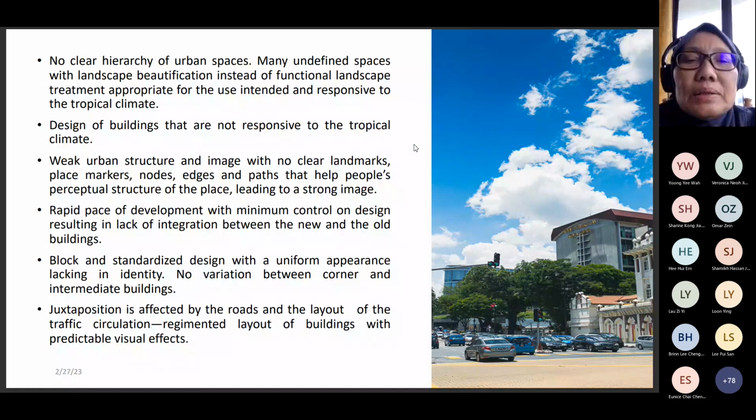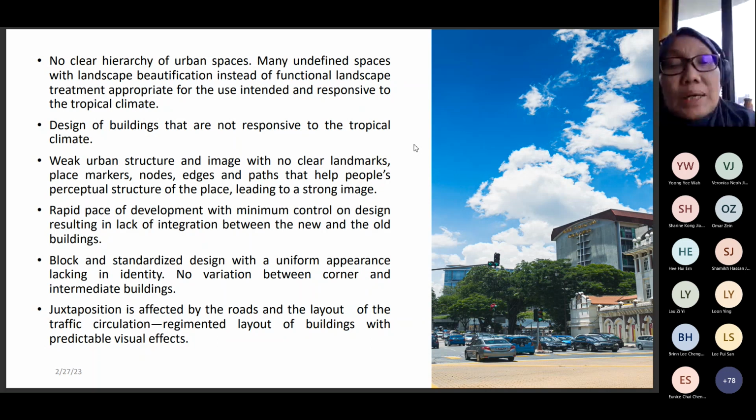And design of buildings that is not responsive to the tropical climate because of over-reliance on mechanical ventilation. We have a very weak urban structure with no clear landmarks, place markers, nodes, edges, and paths that help people structure the place, leading to a strong image. The rapid pace of development results in very minimum control on design, where there's a lack of integration between the new and the old buildings. So the blocky and standardized design with uniform appearance lacks identity, with no variation between corner and intermediate buildings. This is the main culprit.